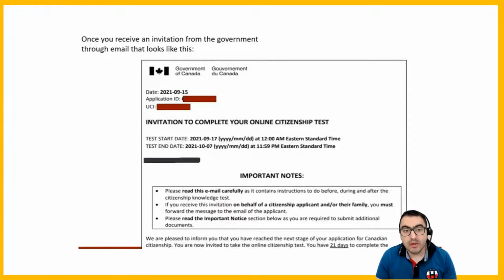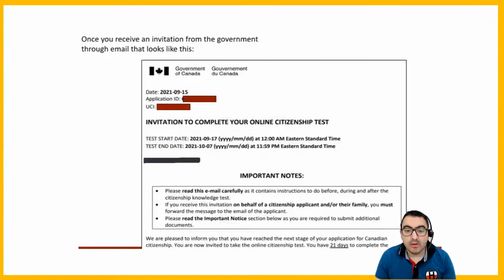And another important piece of information will be your application ID and UCI, which is the unique client identifier, the identifier for the person who will take the exam. So this information will be needed to be able to follow the other steps in the citizenship exam process.